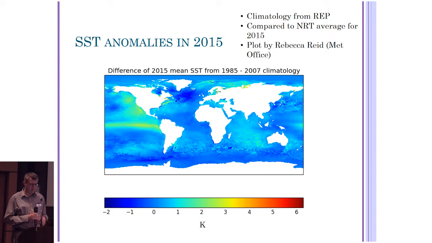And some of the features that you see have also been mentioned in the previous talk. So we can see the El Nino here, and we can also see this cold anomaly that was already discussed.